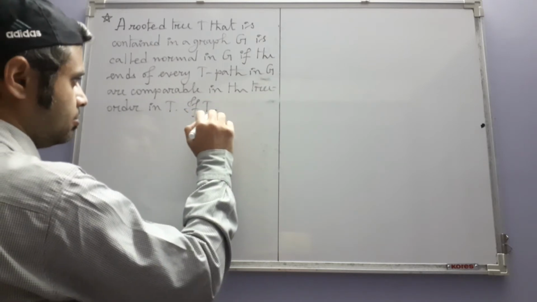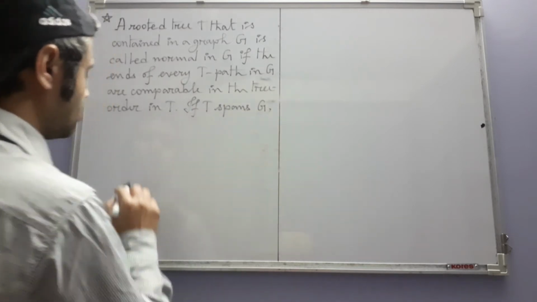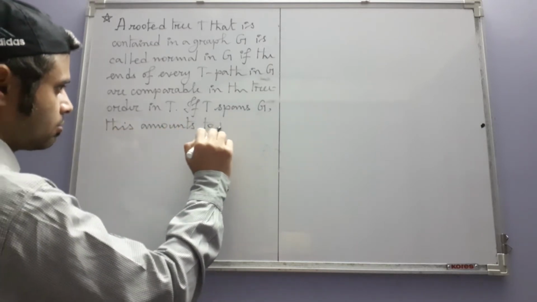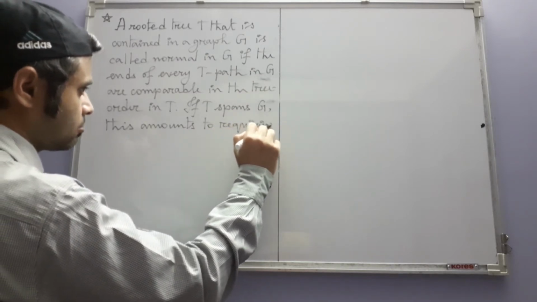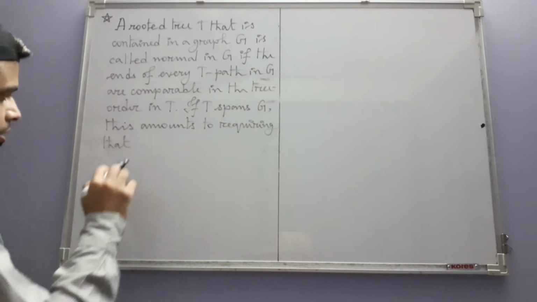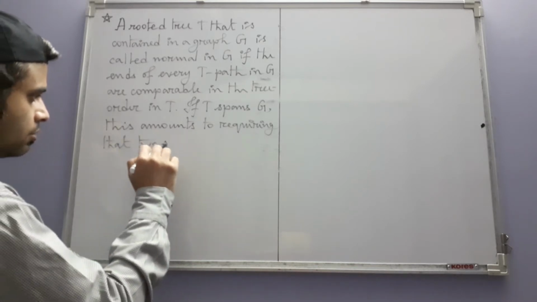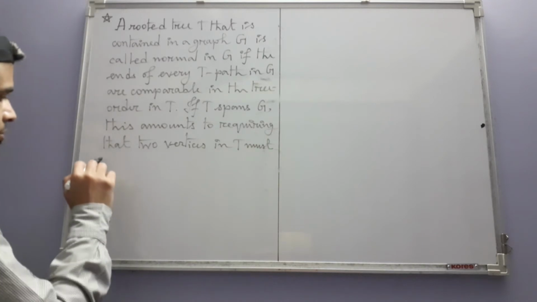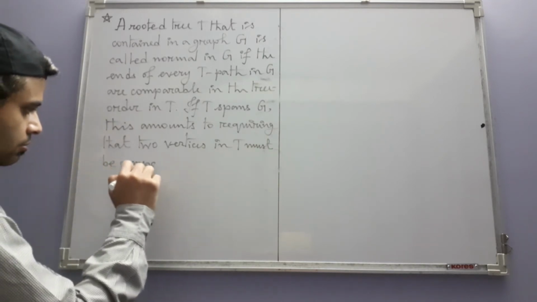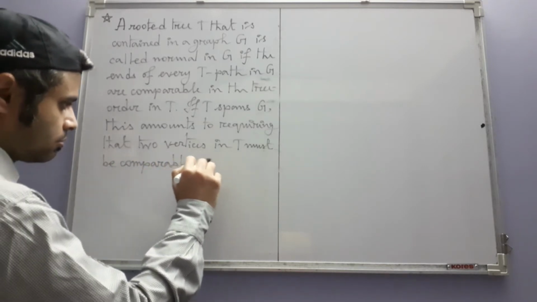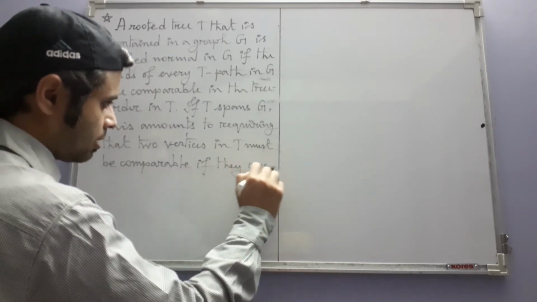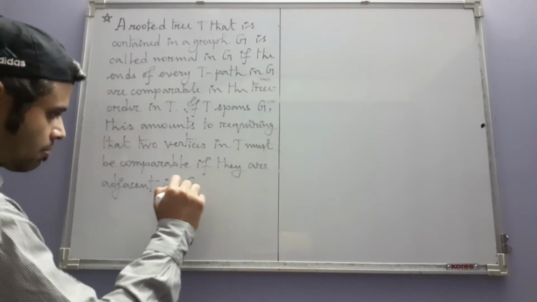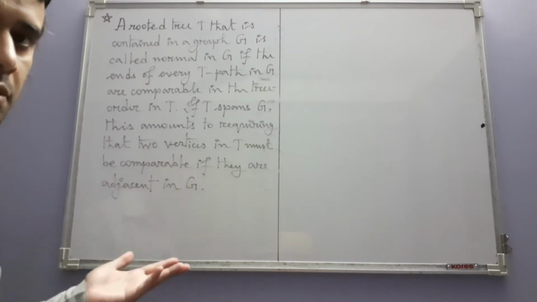If T spans G, this amounts to requiring that two vertices in T must be comparable if they are adjacent in G. Okay, we will make sense of what these things mean.